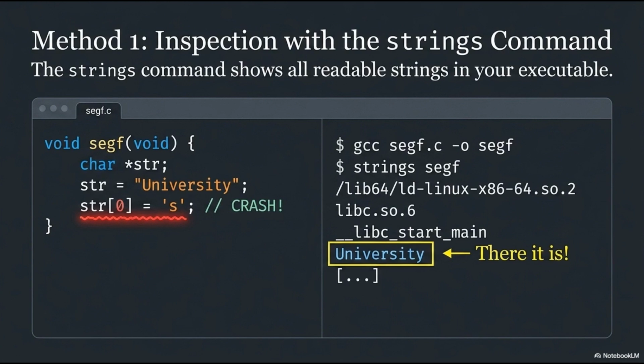For our first method, we're going to use the strings command right in our terminal. If we scan our compiled executable file, strings hunts for human-readable characters. And boom, there it is. Our exact string, university, is physically sitting right there, permanently baked into the compiled file.